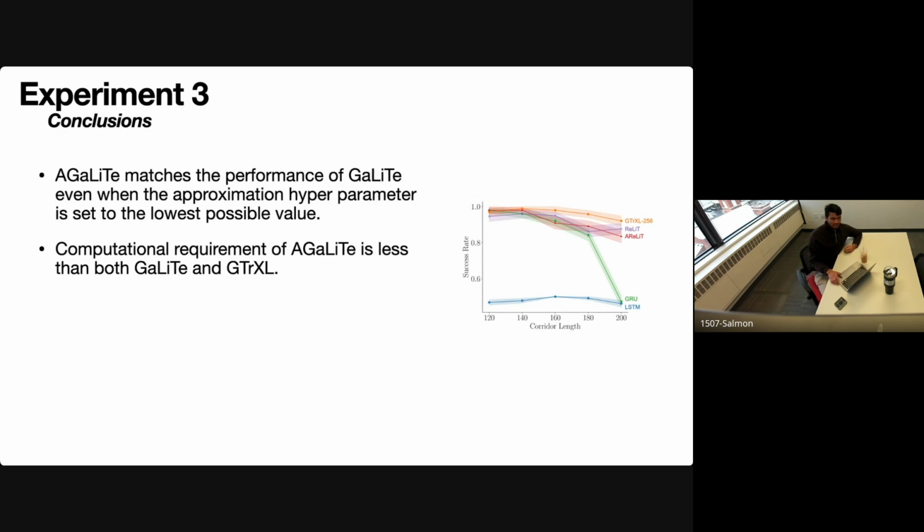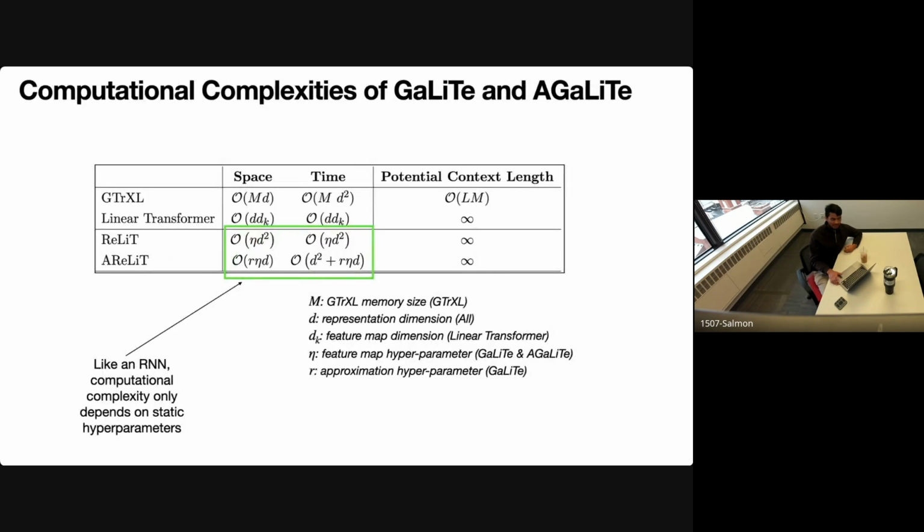So in conclusion, we were able to match the performance of AGaLiTe even when the approximation hyperparameter is really small, and the computational requirement of AGaLiTe is much less compared to both AGaLiTe and GTrXL. I'm not going to go into the details of the computational complexity, but what I want to highlight here is that in GTrXL, we had this hyperparameter M that was controlling the number of inputs that you store as your history.